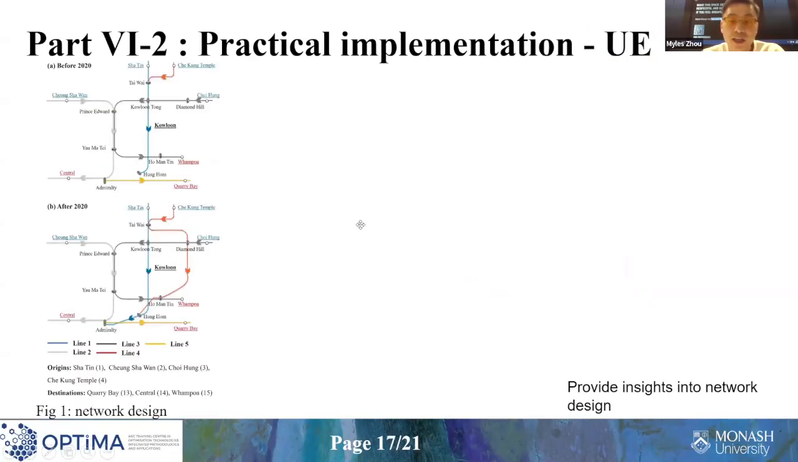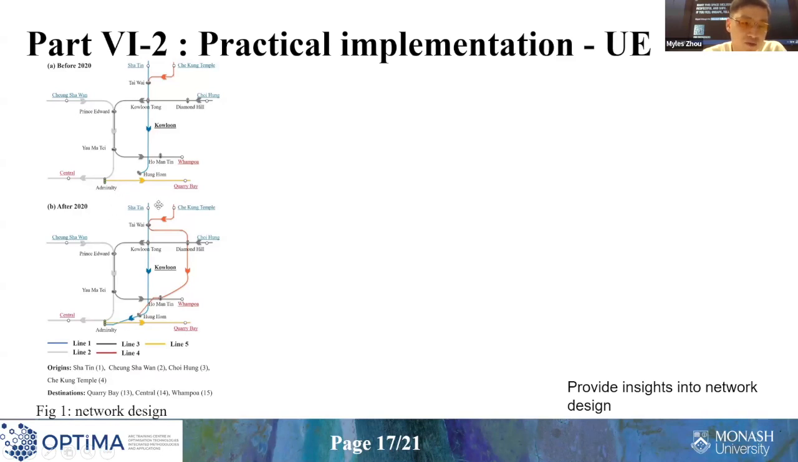Let's see some practical implementations of our models. The first one is for the user equilibrium models. We can find that the user equilibrium models can be used to evaluate network designs. As we mentioned before, the user equilibrium solution is also used to represent heuristic passenger distribution in an existing network. So whenever we get a new network, we will evaluate the potential passenger distribution to see whether we have too much traffic congestion or not.